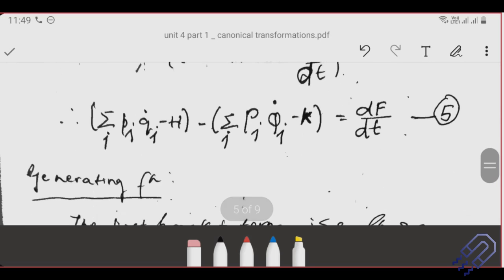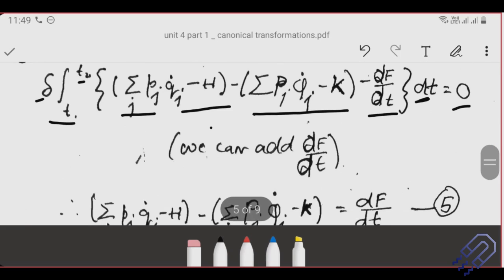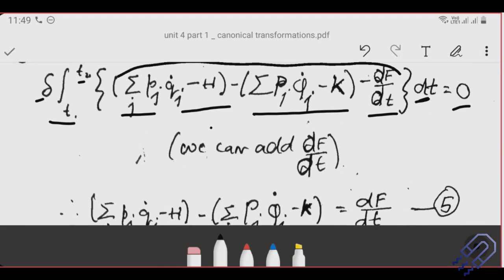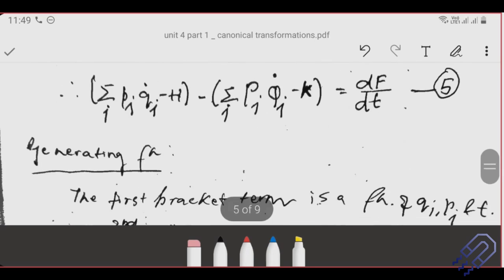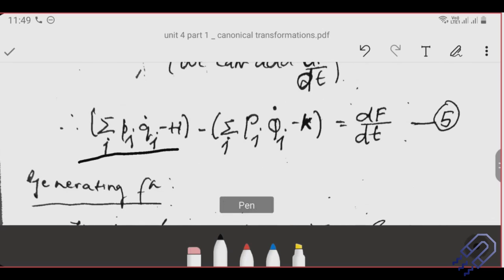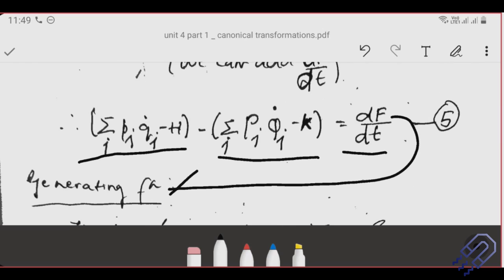So what we can do now is, we have this function. Now this is possible. What does it mean? That this part will be 0. We can just say that this entire thing is 0. And if that entire part is 0, that means this minus this will be df dt. This f is basically called the generating function. That's called the generating function, which is important.